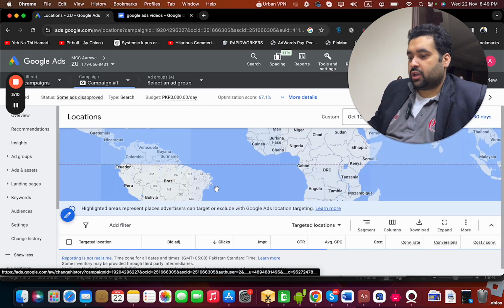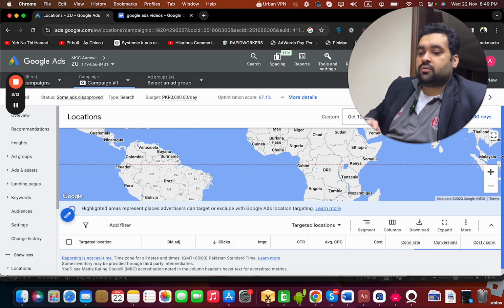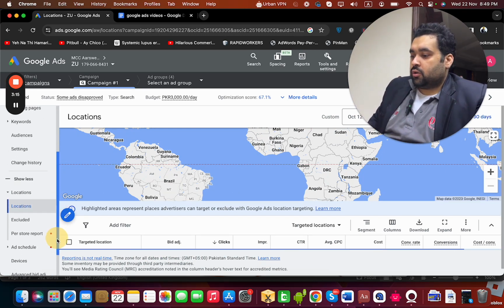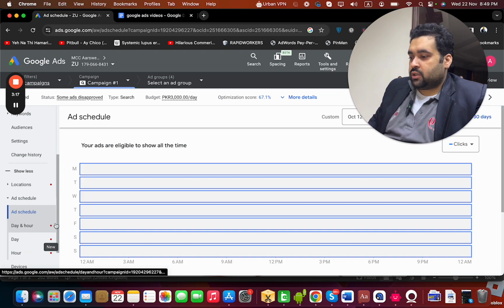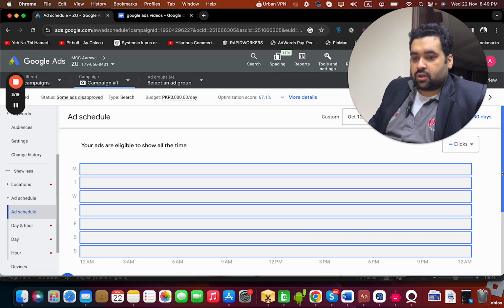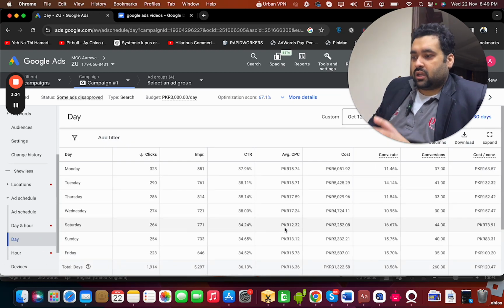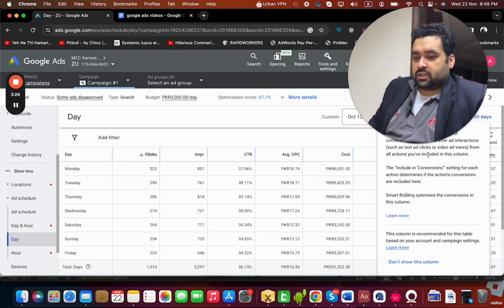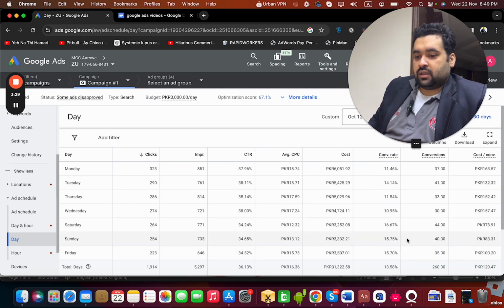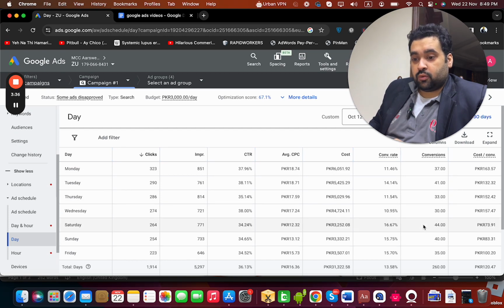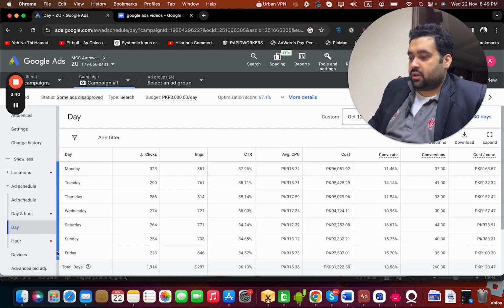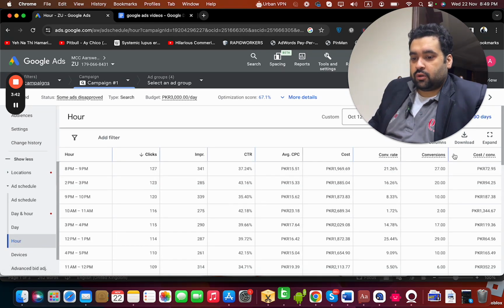You can look around in your locations to figure out what areas are working well for you. You can look at your timings and your ad schedule, figuring out by specific days and hours what times you see the most conversions. For instance, you can see that the conversion ratio is different, but Saturdays are the most converting days with a 16% conversion rate. That is a very good observation, and we can do the hourly view to figure out which hours.